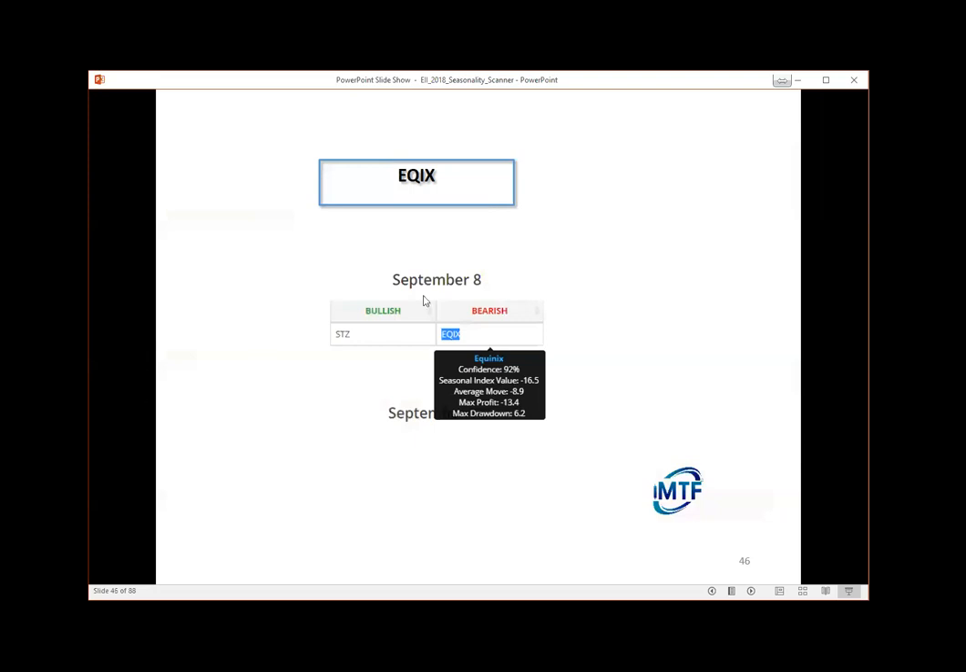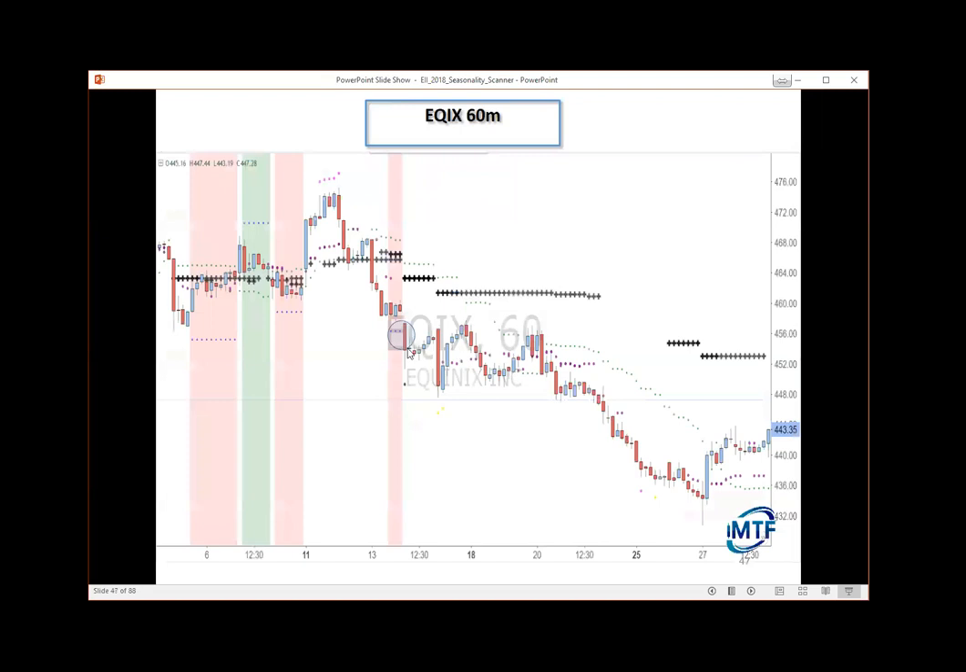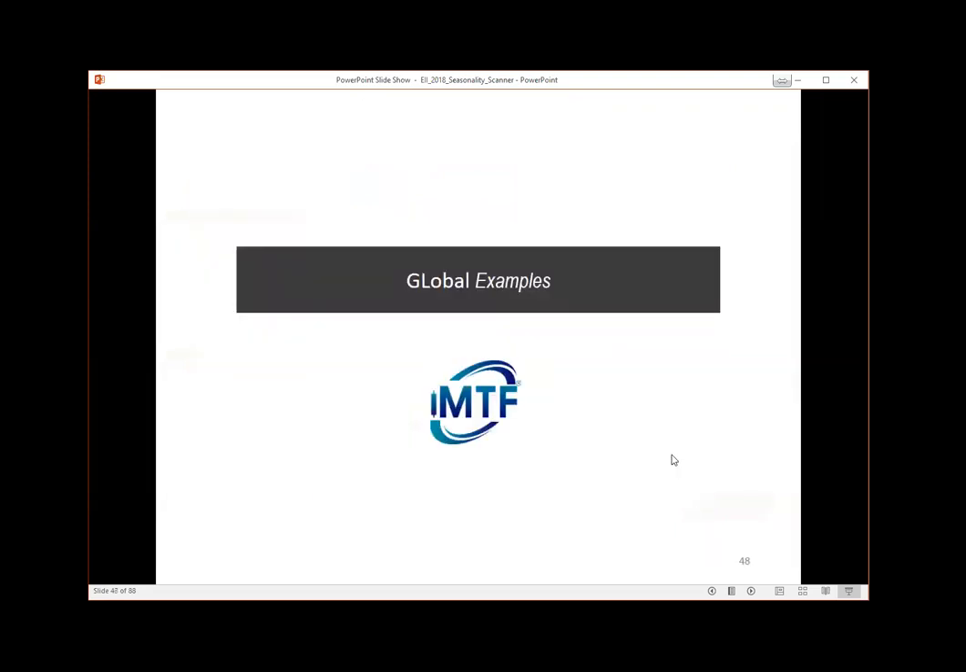Here's EQIX. This is basically September 8th here. This basically was bearish, 92% confidence here. 60 minute we're here. We had a breakout setup here because it never did a pullback. And you can see how well this kind of thing went down here really effectively here.